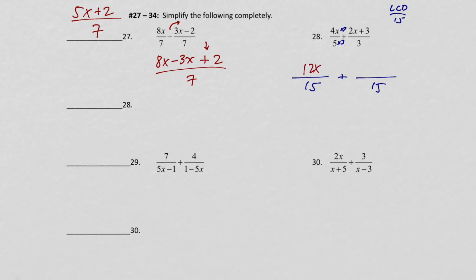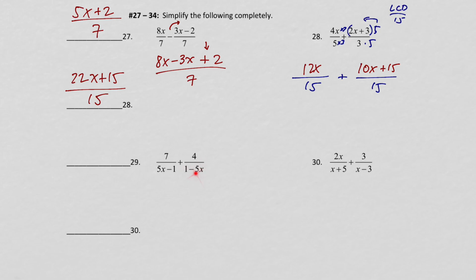I have to multiply this one by 5. So I multiply this one by 5 on the top and we distribute the 5 and I get 10x plus 15. So then when I combine these, I now have common denominators, so I add the tops and I get 22x plus 15 all over 15. Don't try to cancel those 15s because there's no 15 there to cancel.